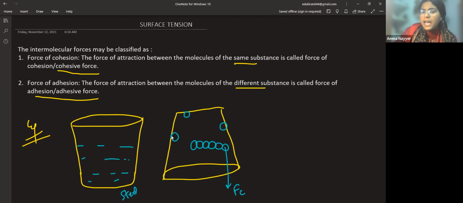So between steel and water, which force is existing? The force of adhesion is existing. So in this case, the force of adhesion is greater than the force of cohesion. It's stronger than the forces of cohesion. So that's why some water is left behind. The bond between water and steel is so strong that it does not allow the bond formation between water molecules to pull it off. But I'll give you one more example.